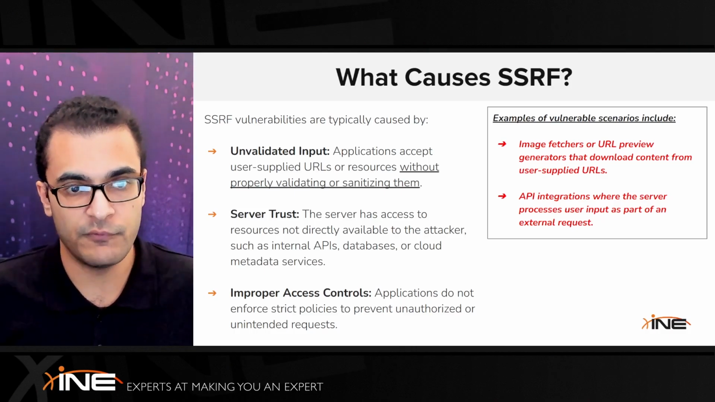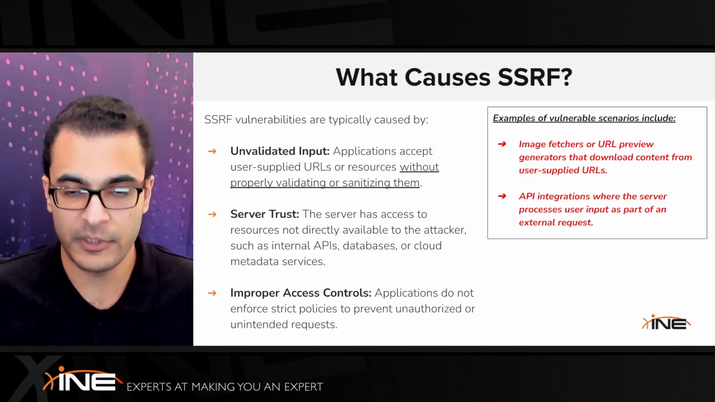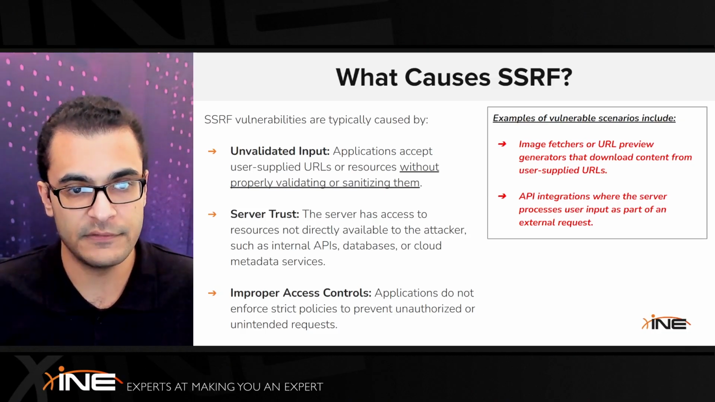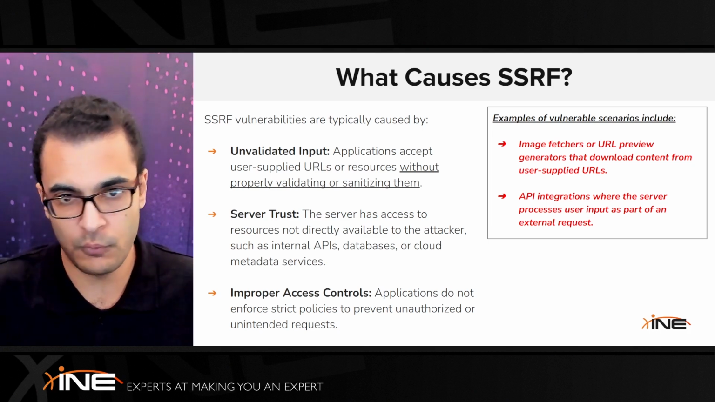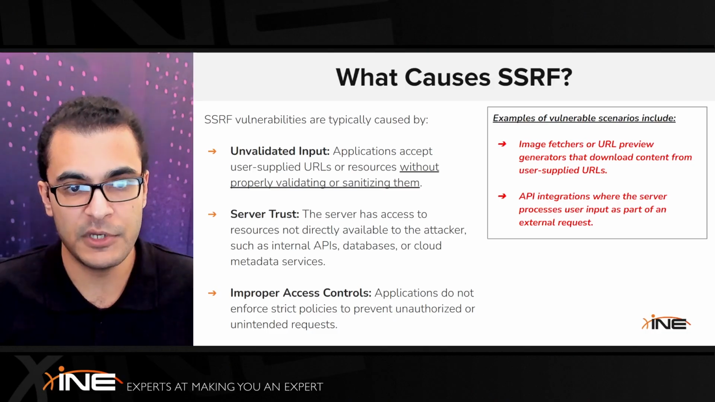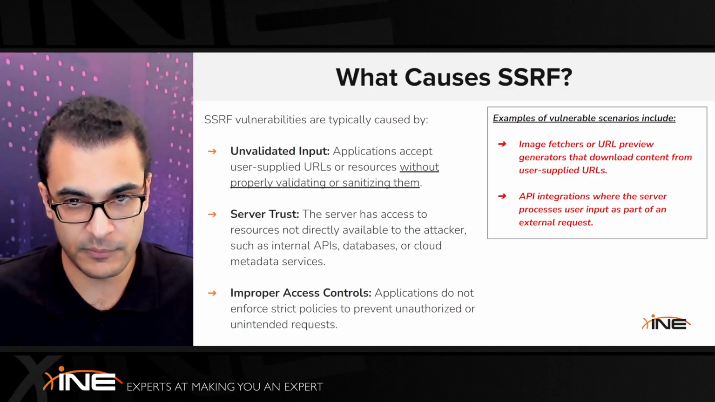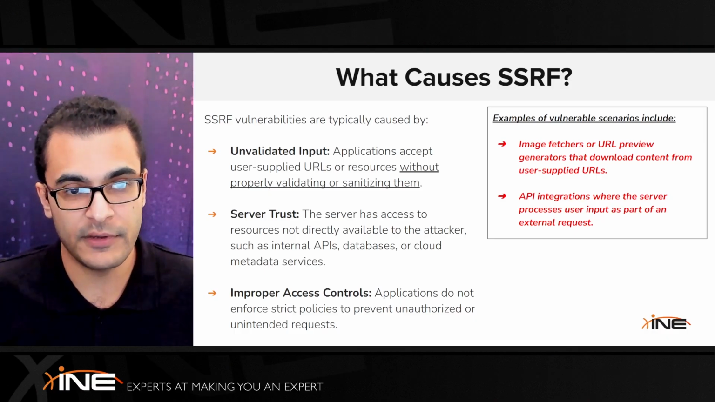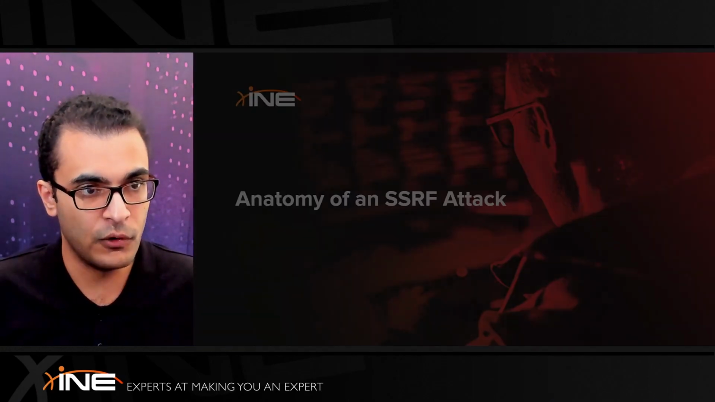And some examples of SSRF vulnerabilities found in web applications would include image fetchers or URL preview generators that download content from user-supplied URLs, which is quite prevalent, I should say. And also another example, API integrations where the server processes the user input as part of an external request. So those are the causes.